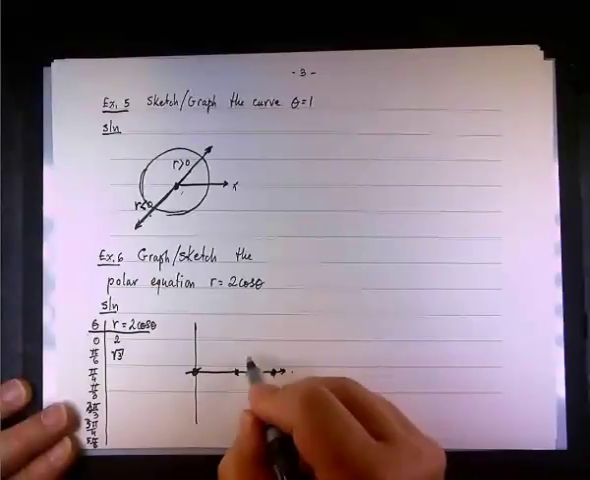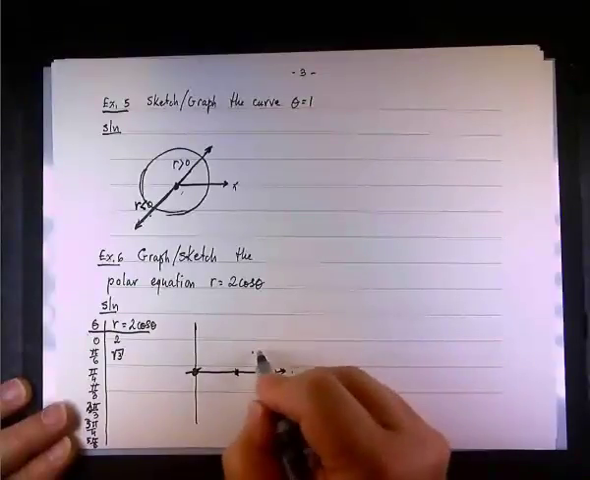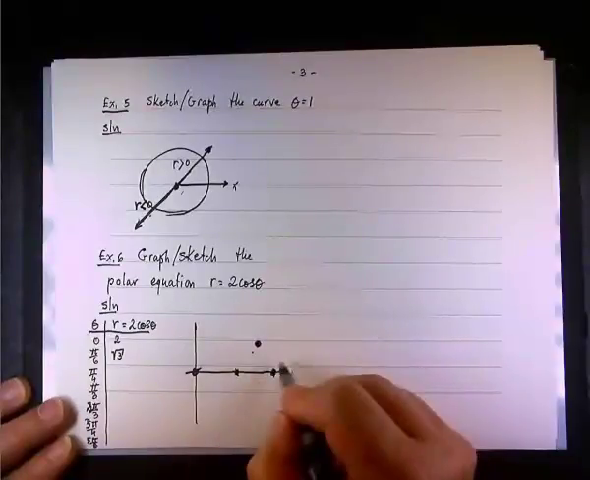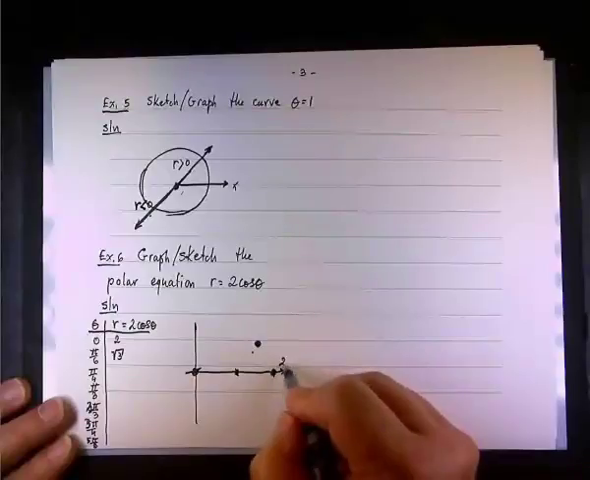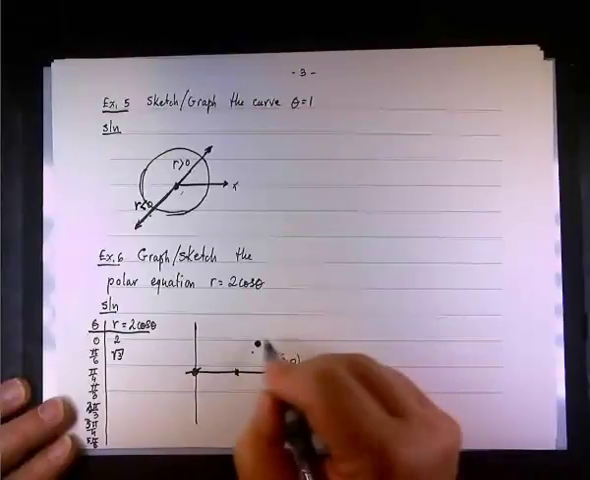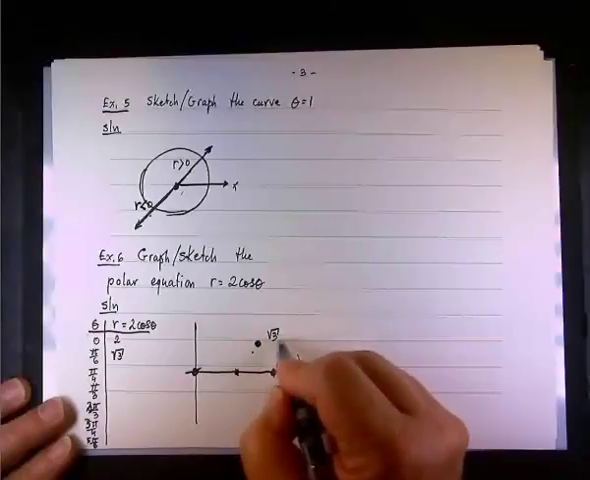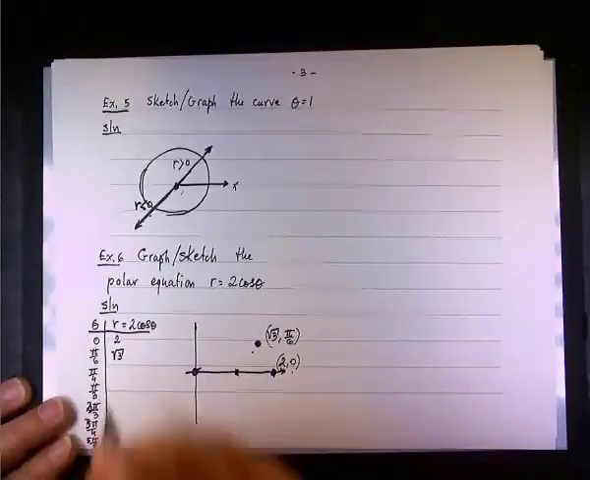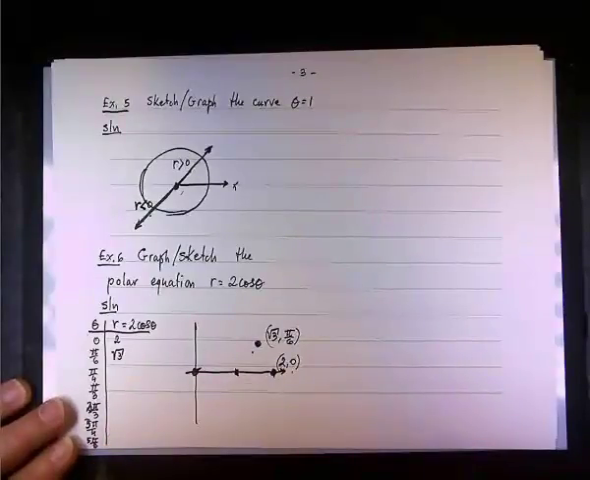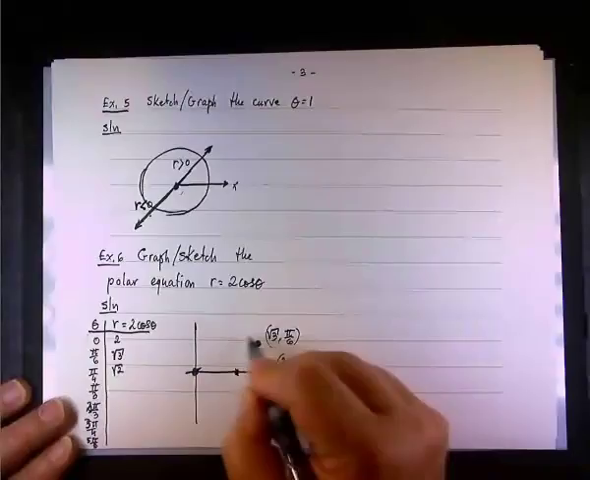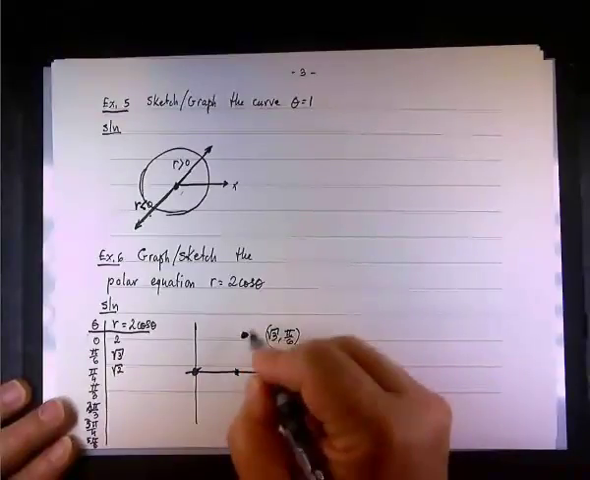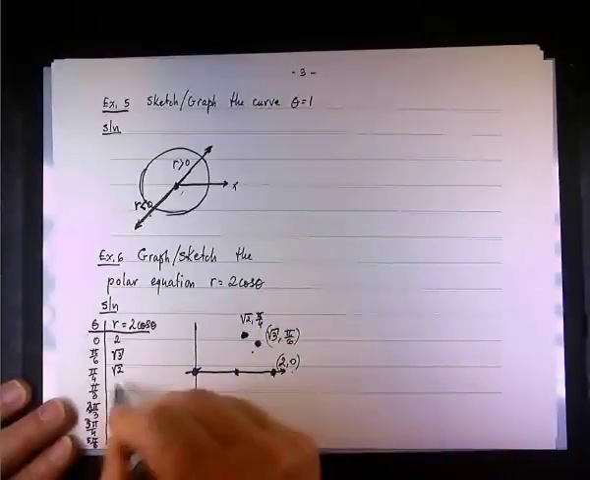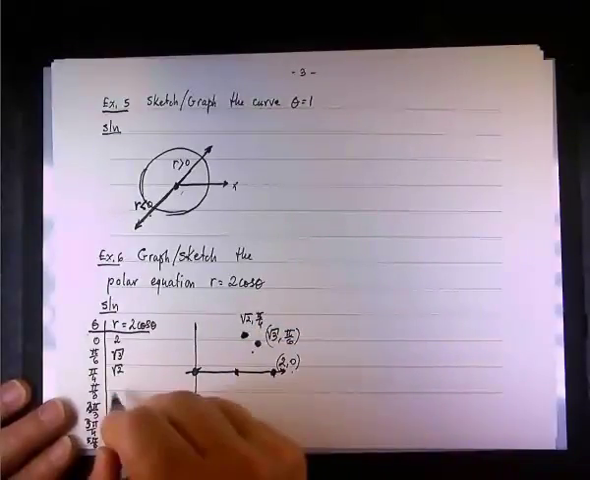And square root of 3 is about 1.7. So if this is 2, we are looking at this point right about here. This is r equals 2 and theta equals 0. This will be r equals square root of 3 and theta equals pi over 6. Pi over 4, cosine pi over 4 is square root of 2 over 2. So this is square root of 2, which is 1.4. It's right here. So it will be square root of 2 and pi over 4.